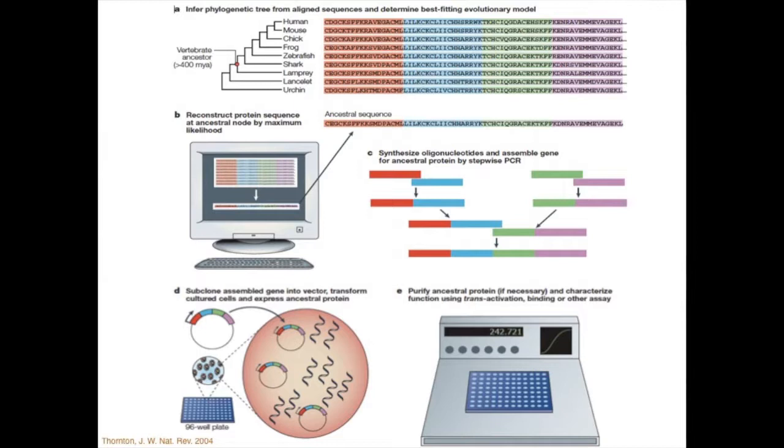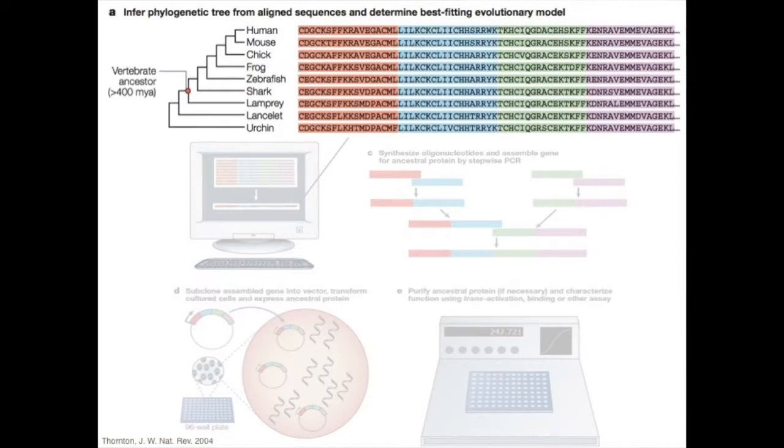To walk you through this process, one of the first steps for ancestral sequence reconstruction is that we collect a bunch of sequences from modern organisms. These are going to be orthologous or paralogous sequences. Fundamentally, though, they're homologous sequences, meaning they share a common ancestor. We collect a bunch of sequences and build a phylogenetic tree for them, and that will tell us the relationships of these sequences.